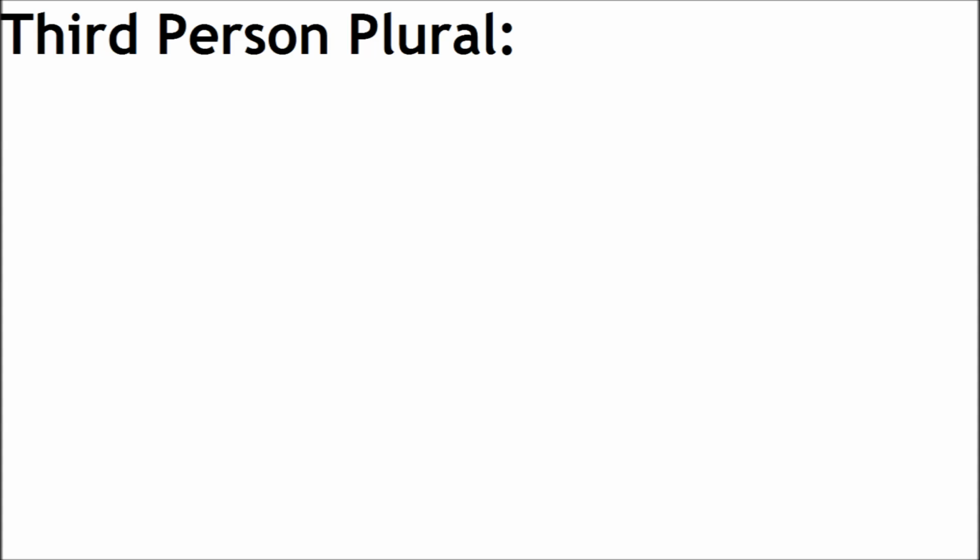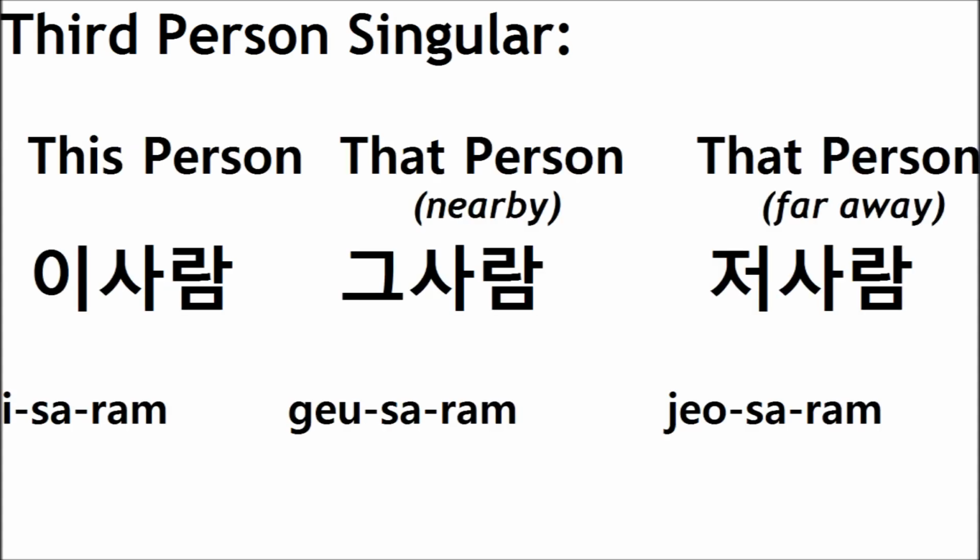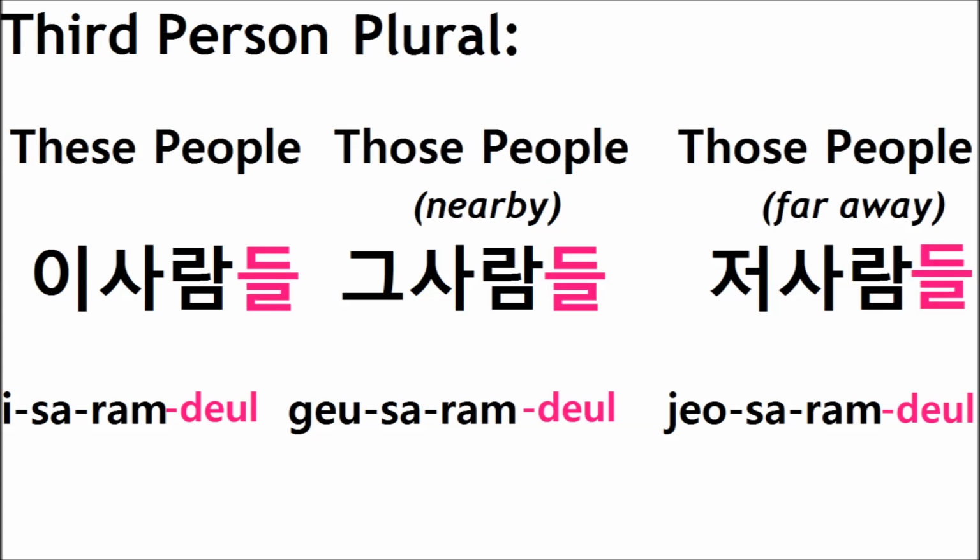Lastly, let's learn how to say they. Let's learn the third person plural pronoun. Remember we learned the third person singular? I saram, g saram, j saram. Now to make it plural, all you have to do is put dul at the end. And now we have I saram do, these people. G saram do, those nearby people. J saram do, those far away people.